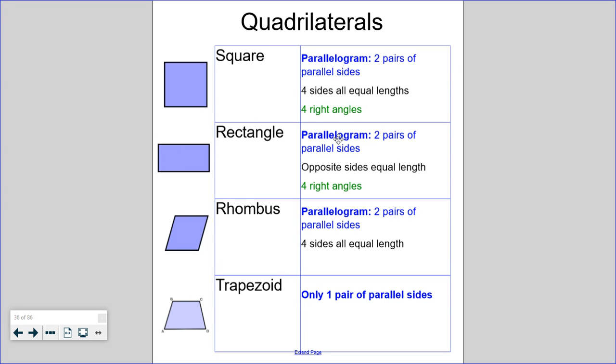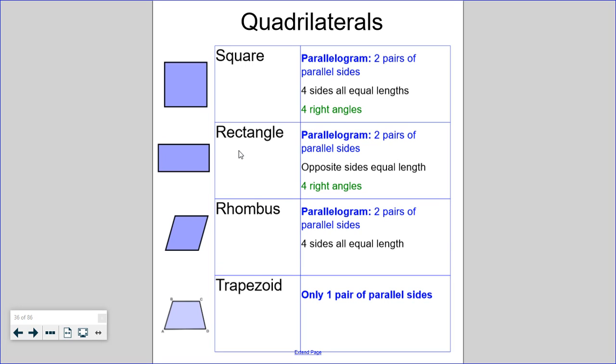Now a rectangle is also a parallelogram, has two pairs of parallel sides. The opposite sides are equal length. So the top and bottom, they're the same length. The sides, they're the same length. And it also has four right angles. The difference between a rectangle and a square is a rectangle doesn't have all four sides equal length.